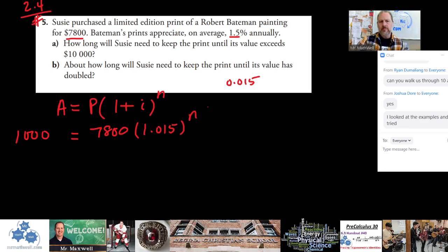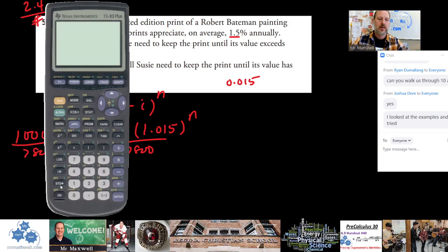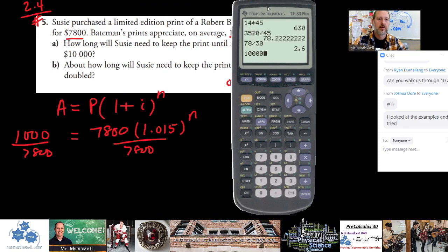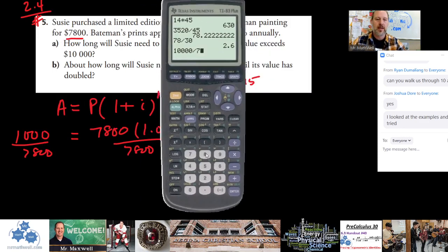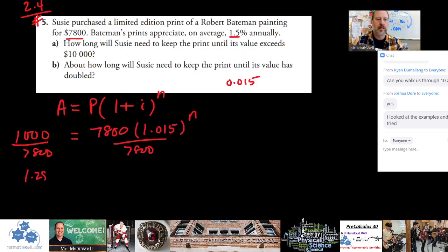Now, to solve for n, how do we solve for n? Well, let's do divided by 7,800 first. So what's 10,000 divided by 7,800? It's 1.28205. So now that is this 1.015 to the power of n.